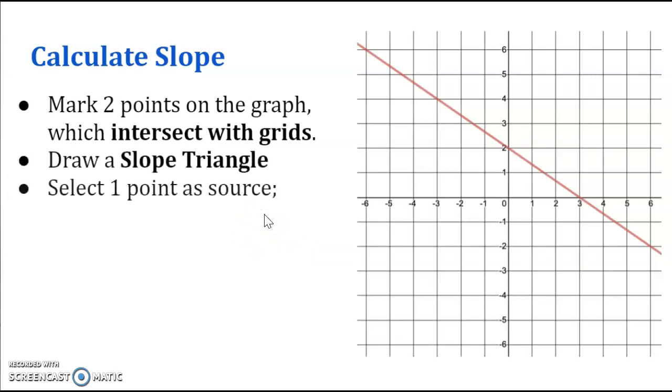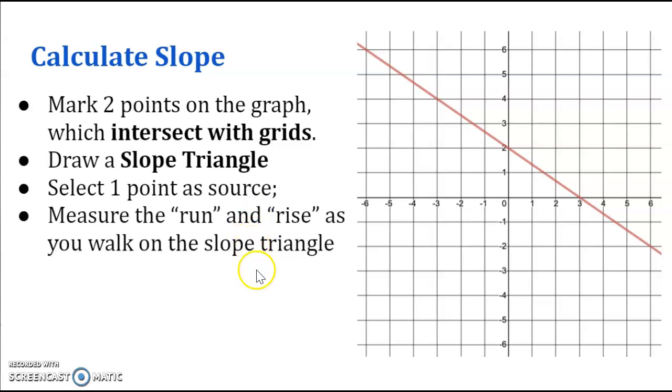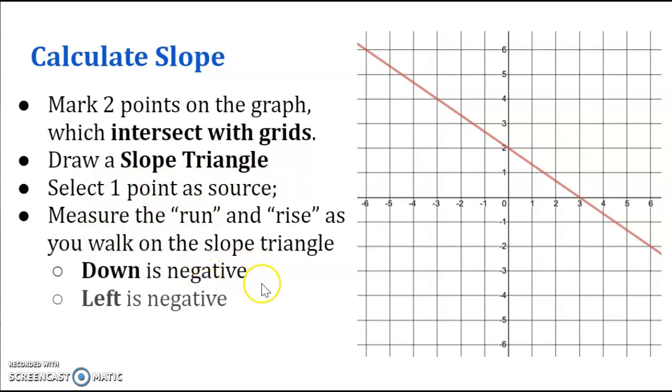So I am going to give you all the steps. You are going to start by marking 2 points on the graph which intersect with the grid. And then draw a slope triangle, select 1 point as source, and measure the run and rise as you walk through the slope triangle, and down is negative and left is also negative. So let me demonstrate what that means.